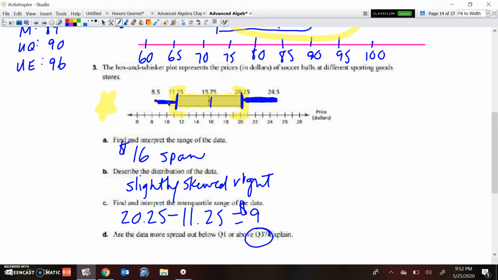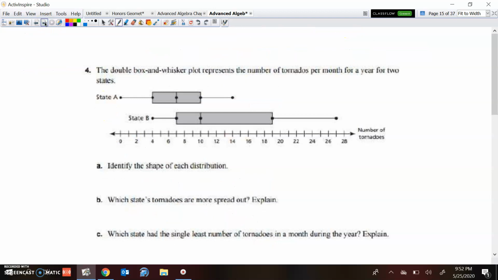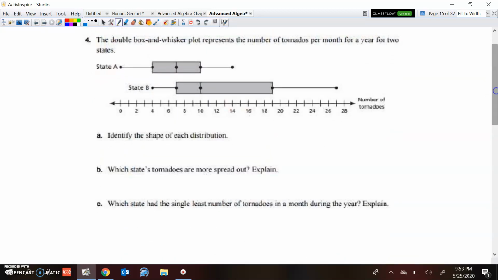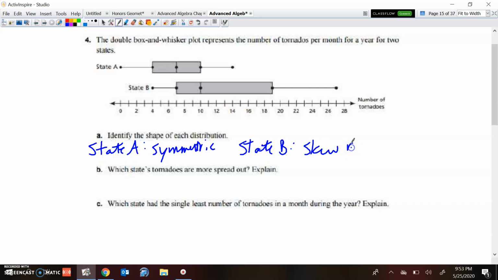Okay? All right, let's turn the page. We only have a tiny bit more. Here we have a double box and whisker plot, comparing the number of tornadoes for a month for 2 different states. So the shape of the distribution: I'm going to say state A is about symmetric. It appears to be pretty symmetric. And state B is definitely skewed right. That whisker on the right side is much longer than the one on the left.